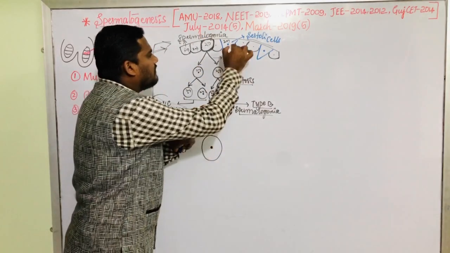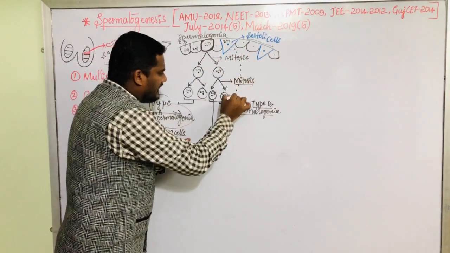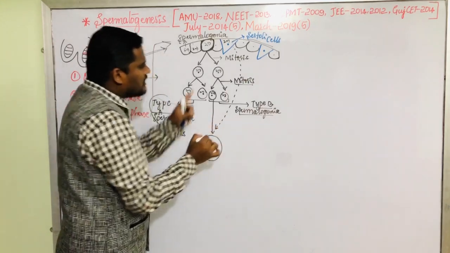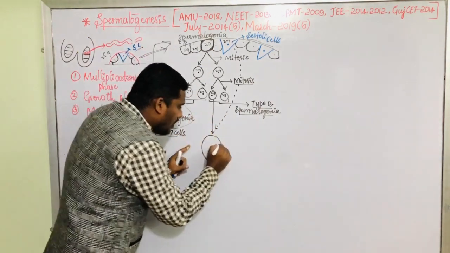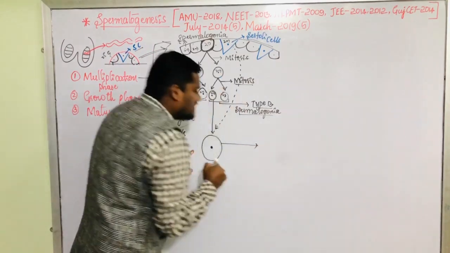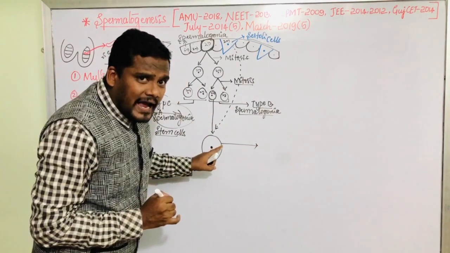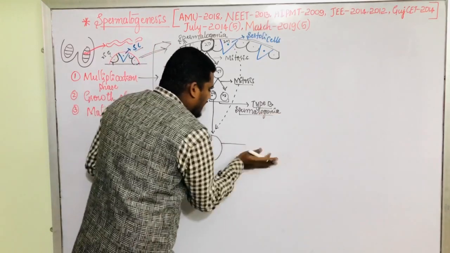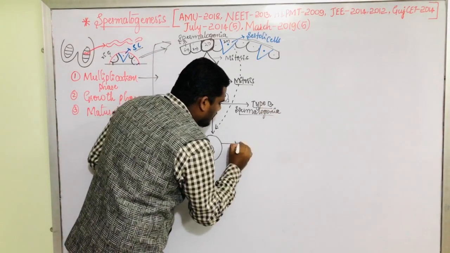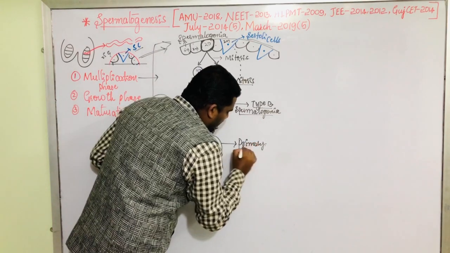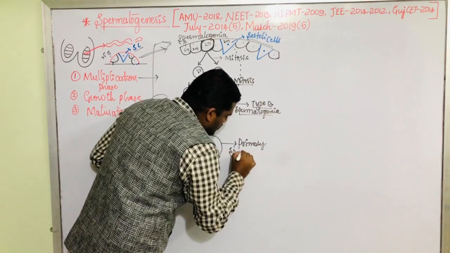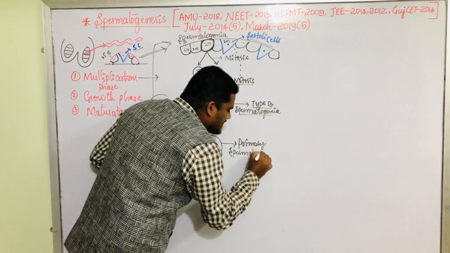Now, after getting the nourishment from the Sertoli cell, the size of the cell increases. When the size of the cell increases, it is no more called a spermatogonia, it is called a primary spermatocyte.